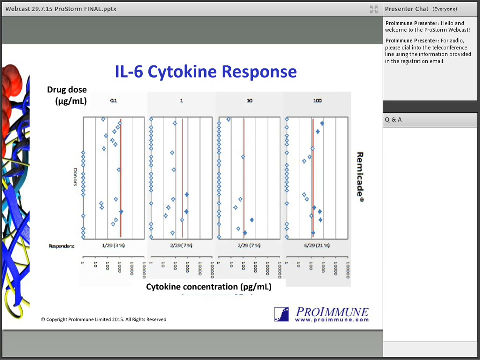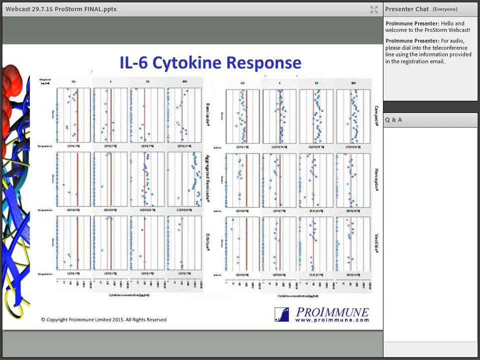So within each graph, you'll see the red line I was describing, and again, this is set using a 95% threshold from Erbitux. So if we start on the far left at the lowest concentration at 0.1 micrograms per ml, you see there's only one donor responding, which is indicated by the filled-in blue diamond, while the other 28 were considered non-responders. As we increase the drug dose up to 100 micrograms per ml, you see the number of donors responding or producing IL-6 increases to 6 out of the 29, or 21% of the study participants.